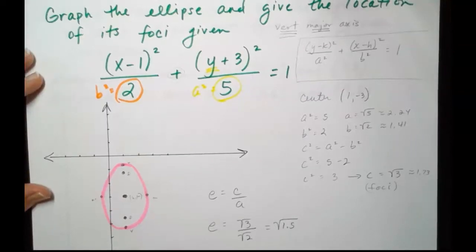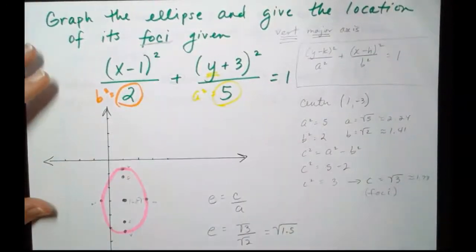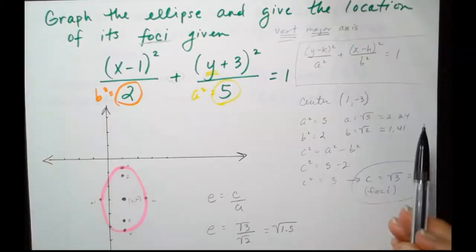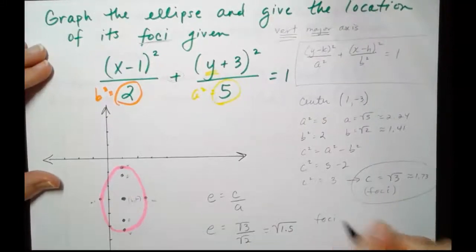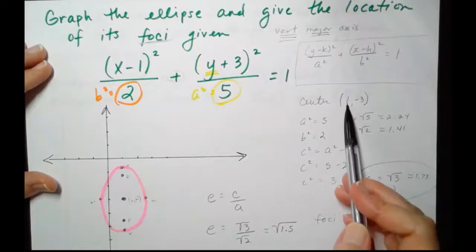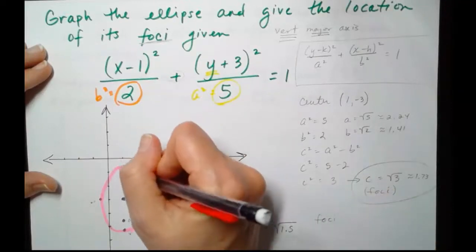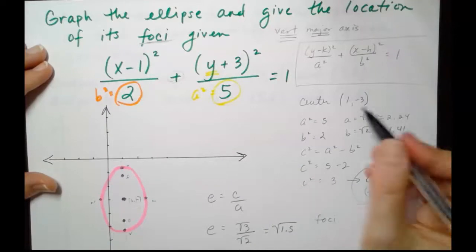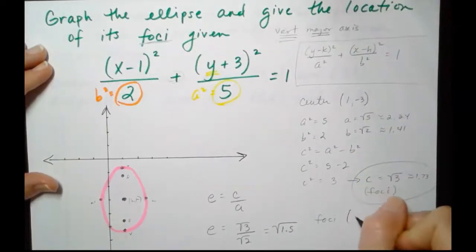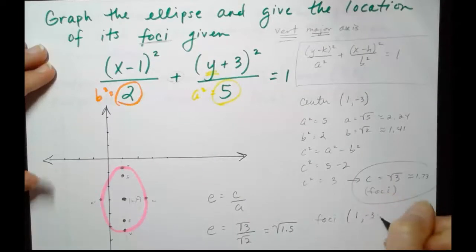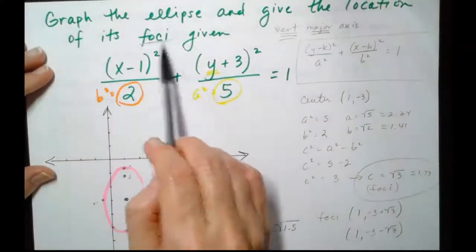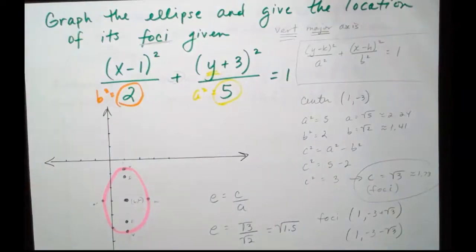So let's see here. Probably, we need to give the location of the foci, so let's do that. And the foci have everything to do with c value. So if our center point is at 1, -3, then our foci, and think about it, this h value is not changing. Everything is located on that major axis, which has an x value the same as h. So our foci are going to be at 1 and then -3 plus √3 and 1 and then -3 minus √3. So we've graphed the ellipse and we've given the location of the foci. We have answered the question completely.